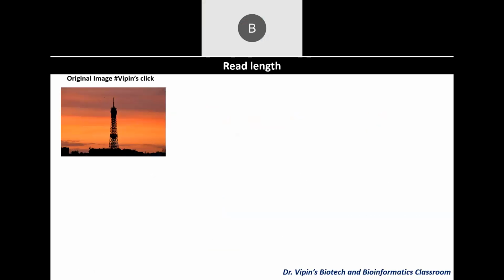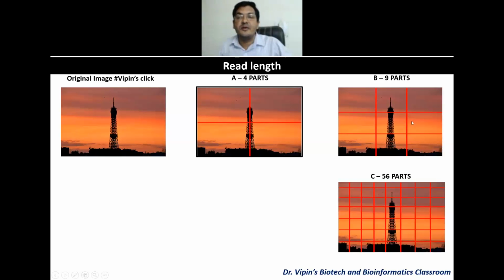Then we move on and talk of the second important concept in next generation sequencing. This is called read length. This is an image of the Eiffel Tower, which I took at Châtelet in Paris when I was doing my postdoc. Here is the puzzle that I'm giving to you: you have to break this image into parts and then reassemble it back into the original image. You have 4 parts, 9 parts, and 56 parts. Which one will be the easiest to assemble?